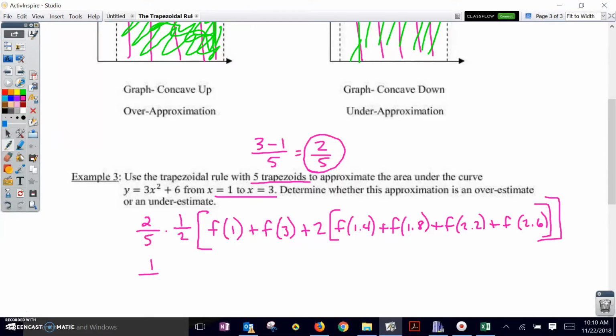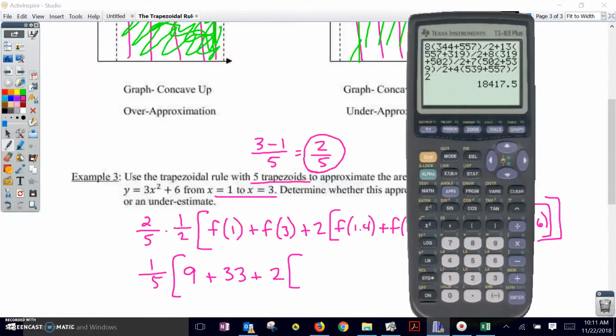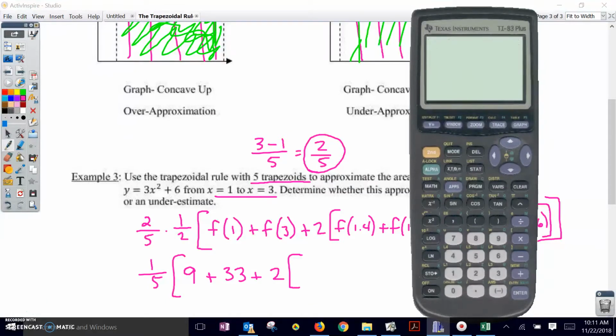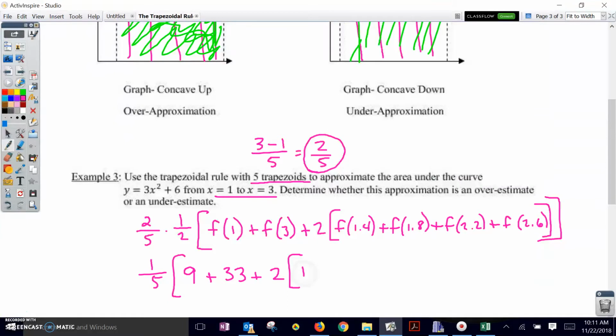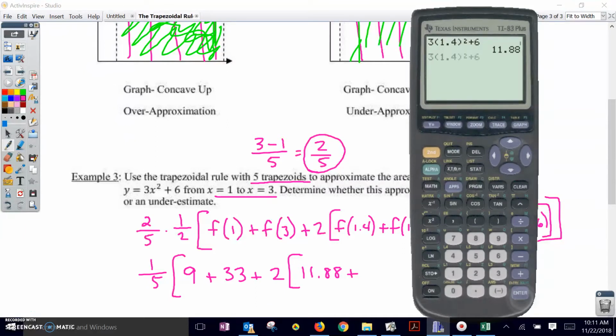Okay, so I've got 1/5 times f of 1. I substitute 1 into this function, that's just going to be 9. F of 3, I substitute 3 into that function, it's just going to be 33. Now these others are a little bit more difficult. Let's go ahead and substitute 1.4 into the function. So we've got 3 times 1.4 squared plus 6. It's 11.88. And we'll do the same with 1.8. It's 15.72.